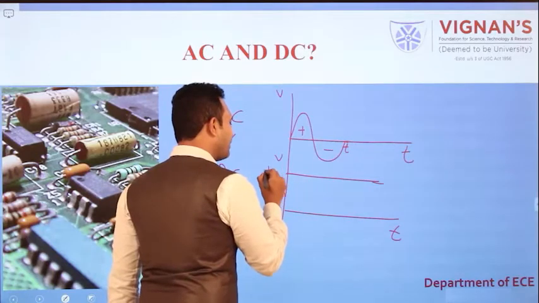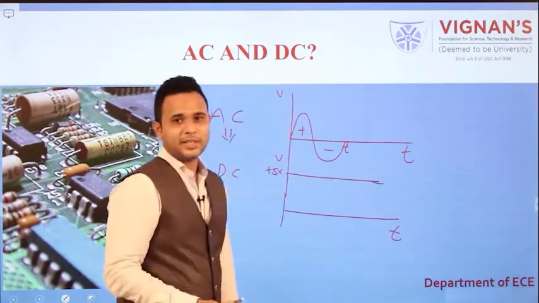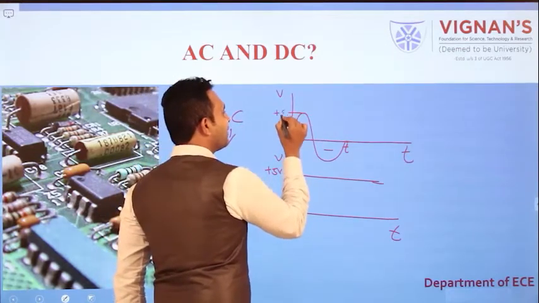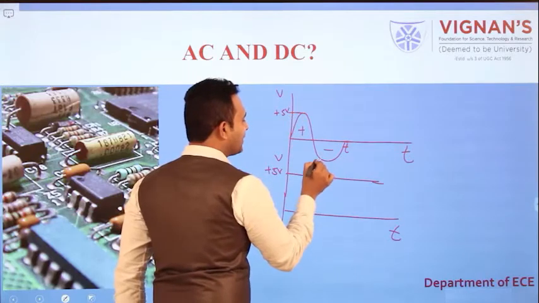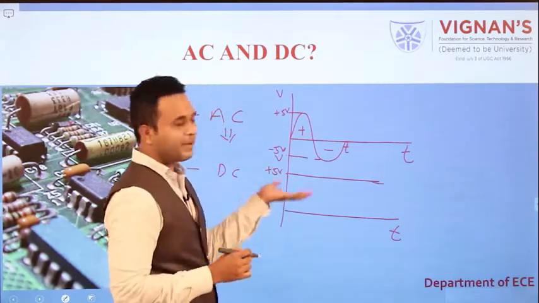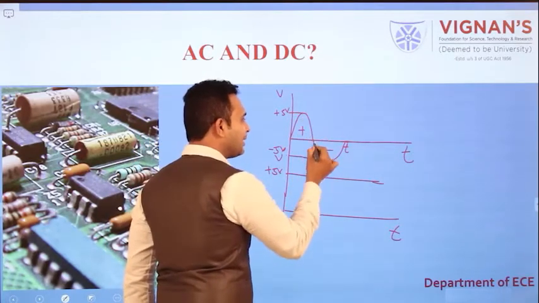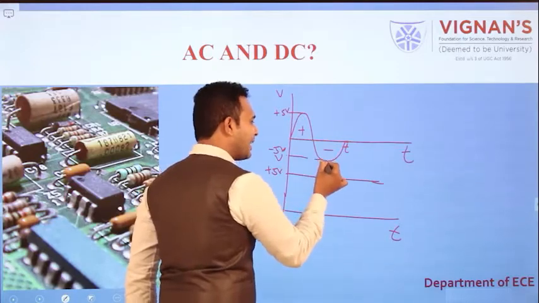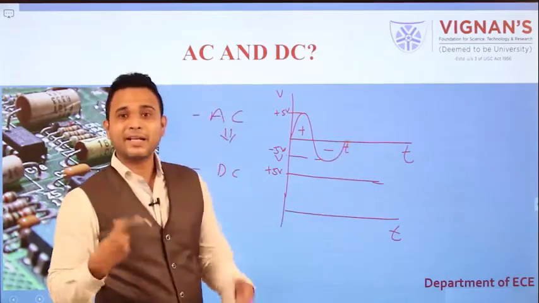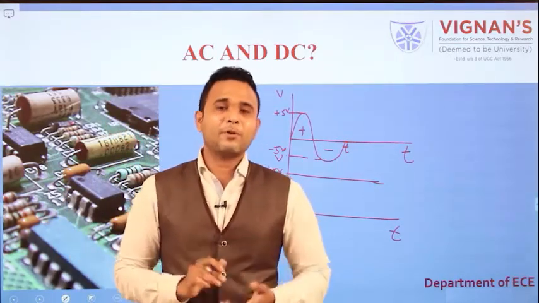Like that, if I take 5 volts, this 5 volts will stay constant. Coming to AC, this one is a positive 5 volts, this one is a negative 5 volts. So it will be varying from 0 to positive 5 volts, from positive 5 back to 0, then 0 to minus 5 volts, and minus 5 volts to 0. So continuously it varies with time. This is about AC.